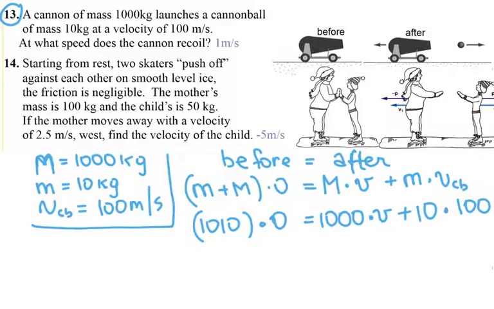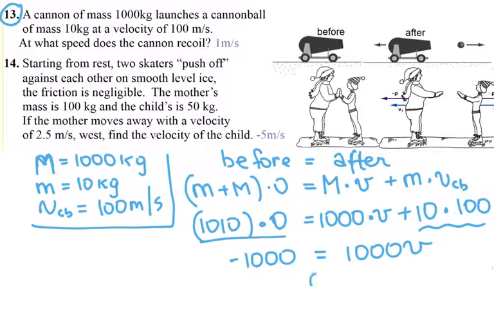So it looks like this is 0, so I'm going to subtract 1,000 from both sides, and that equals 1,000 times the velocity of the cannon. So the velocity of the cannon is going to be -1 meters per second. So after the cannon shoots the cannonball, it will move backward at 1 meter per second.